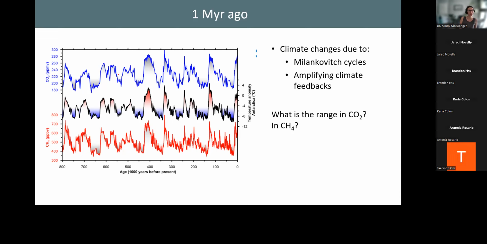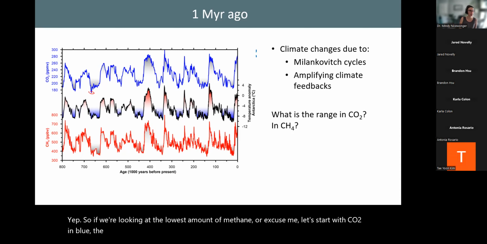Yep. So if we're looking at the lowest amount of methane, or excuse me, let's start with CO2 in blue. The lowest amount is maybe somewhere around here, maybe about 170. So CO2 is about 170 to maybe upwards of 300.